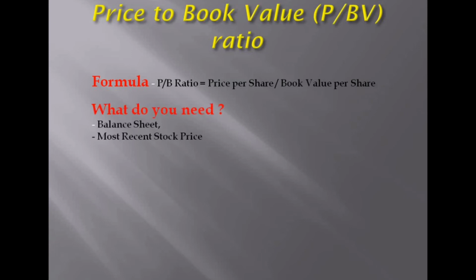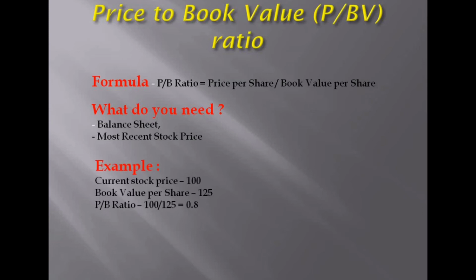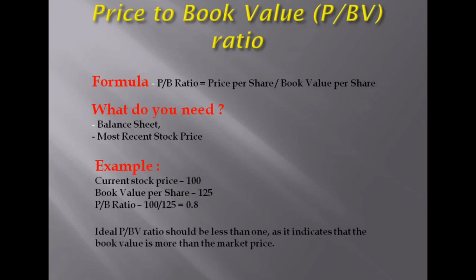So what do you need? You need the balance sheet and your recent stock price. Let's take an example. Let's say your current stock price is 100 and your book value per share is 125. So your PB ratio will be the current stock price, 100, divided by 125, which is equal to 0.8. How do you know if 0.8 is a good PB ratio or a bad one? Always remember, if it is less than 1, that means the current stock price is below its book value price, which is a good thing. And if it is above 1, that means it is above its book value price.